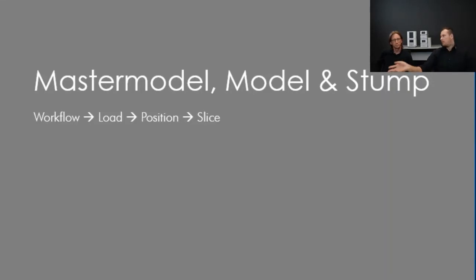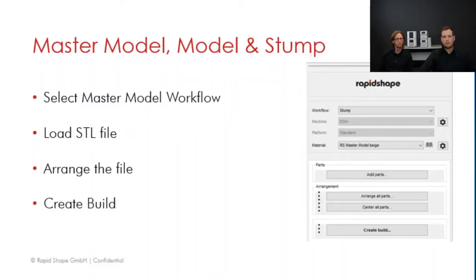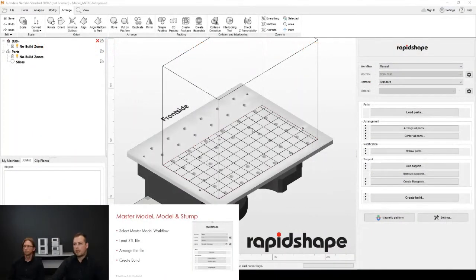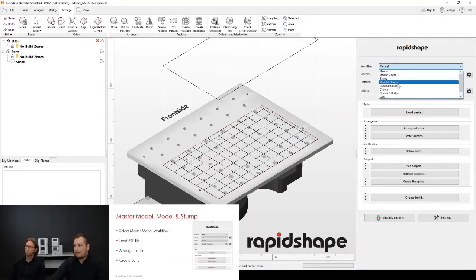So like Robert said, the first topic is I.Mastermodel, model and stump section. So let's go and see what it looks like in NetFab. We just need this active. All right, so we are going to work through the workflows. For this instance, we need to select our I.Mastermodel or model and stump. So we'll just first look at the I.Mastermodel.